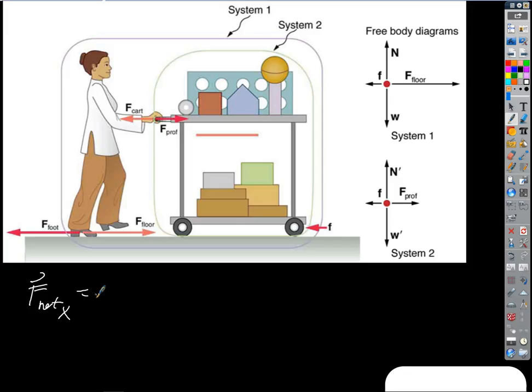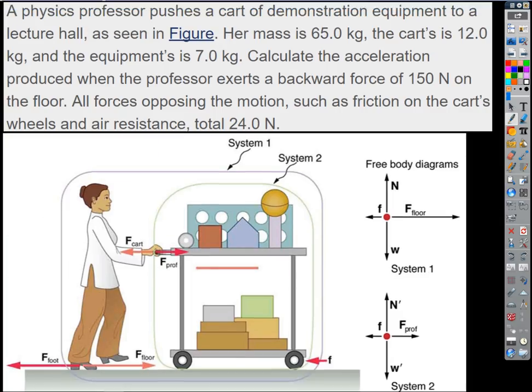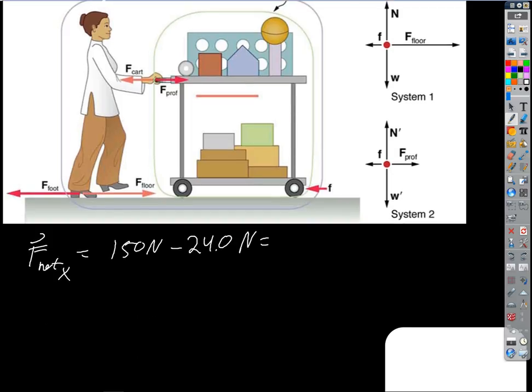we had a positive 150, minus 24.0 newtons equals what? 126. Right? You're just adding those up. Okay.